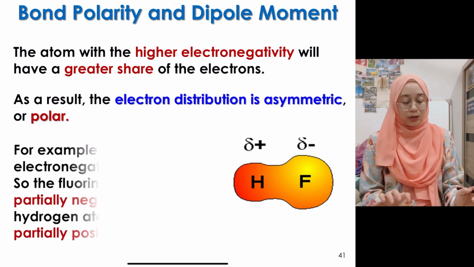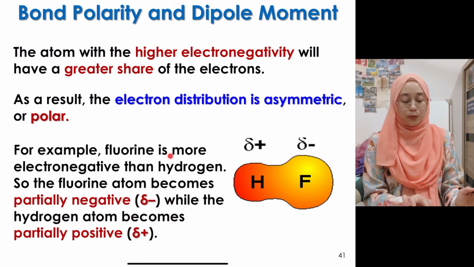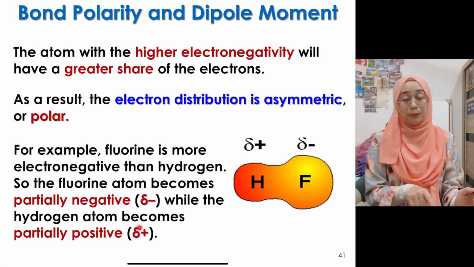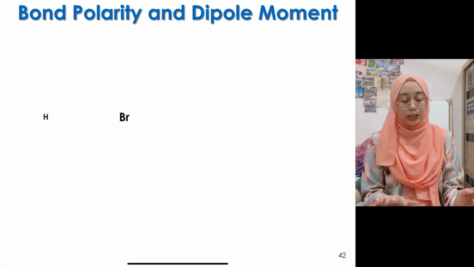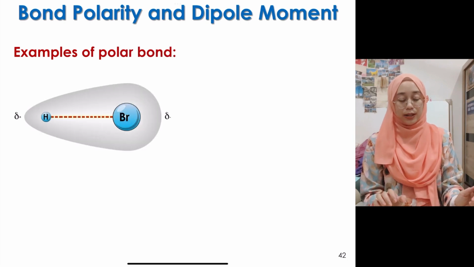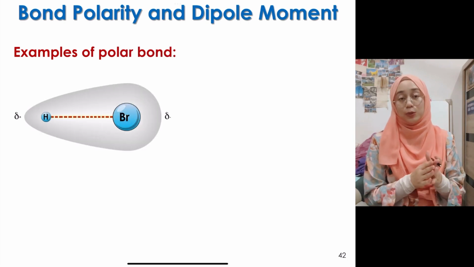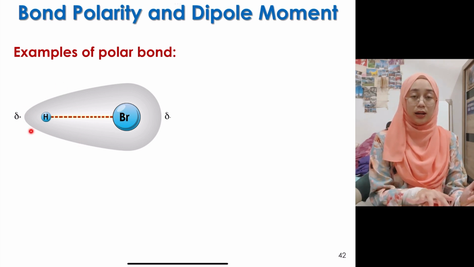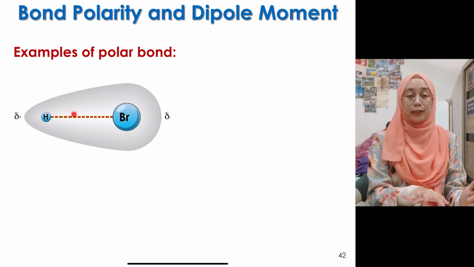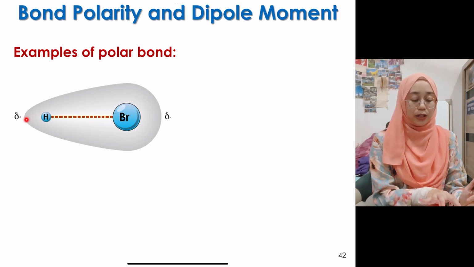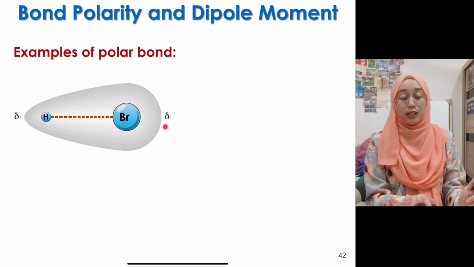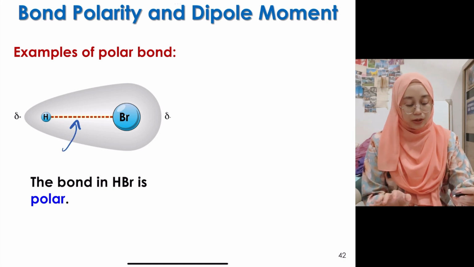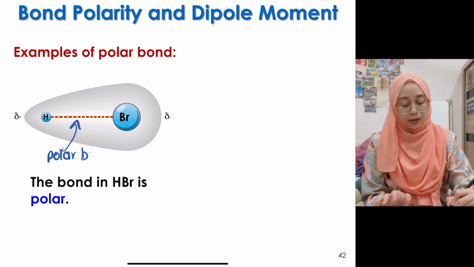Okay, so kat sini fluorine, take note that fluorine is more electronegative than hydrogen atom. So the fluorine atom becomes partially negative while the hydrogen atom becomes partially positive. Okay, so contoh yang lain kelas, tiba-tiba muncul HBr kat situ kan. Okay, so we can see that the electron distribution of HBr kat sini pun tak sama juga. We can see that hydrogen punya area elektron dia kecil, tapi Br punya area elektron dia besar. Okay, so menjadikan hydrogen partially positive, Br pula jadi partially negative. Okay, so bond yang terhasil kat sini, this bond here is considered sebagai polar bond then.